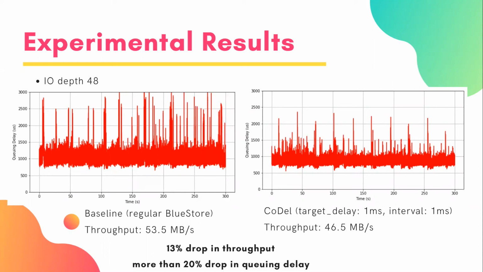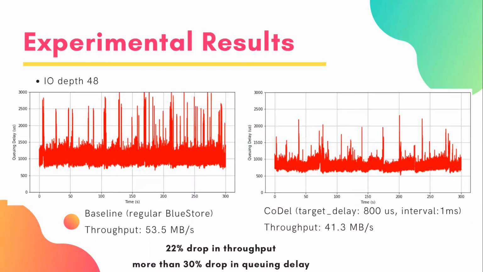It was a little different from the simulation than we expected, but as I mentioned before, the simulation was a simplified version of BlueStore. So we expected a little difference. Now we are working on the BlueStore implementation to tweak CoDel a little better and change the settings. Here's a different result, this time with 800 microseconds, where we had even more, twice as much drop in throughput.